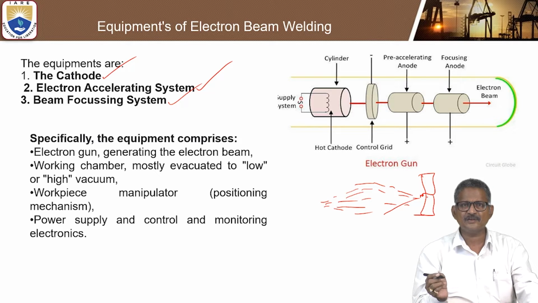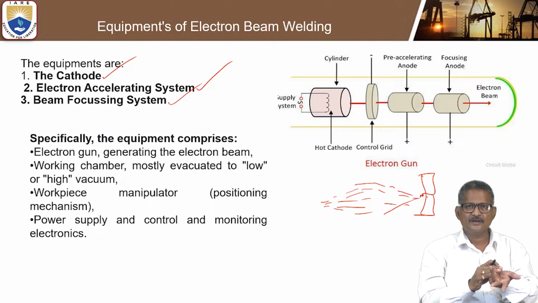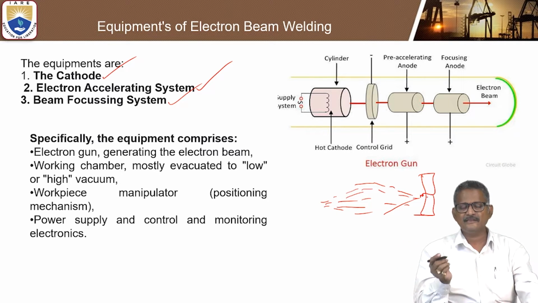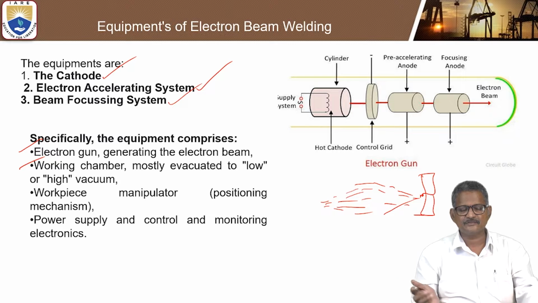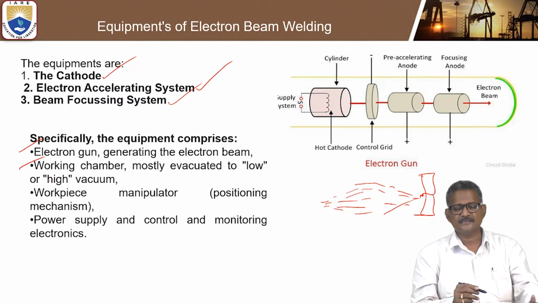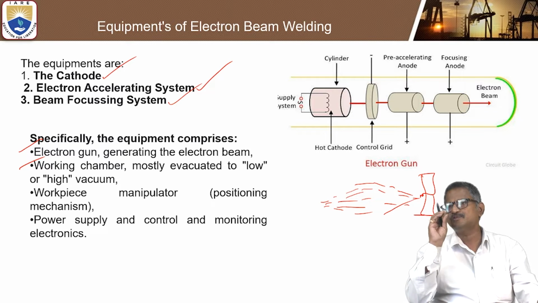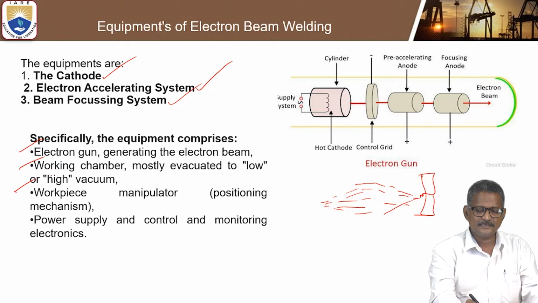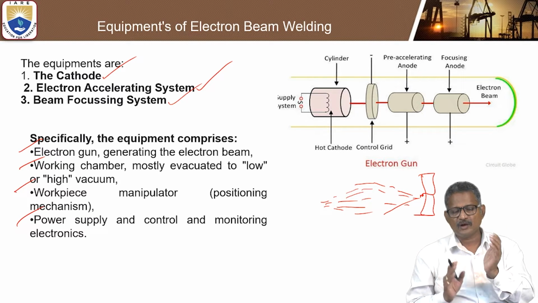So this is specifically what the equipment comprises: the electron gun, which generates the electron beam, and another important part, the working chamber. Mostly it can be evacuated from low to high vacuum. Then the workpiece manipulator, where you can do the positioning of the mechanism, and another thing is power supply and control, and monitoring electronics.